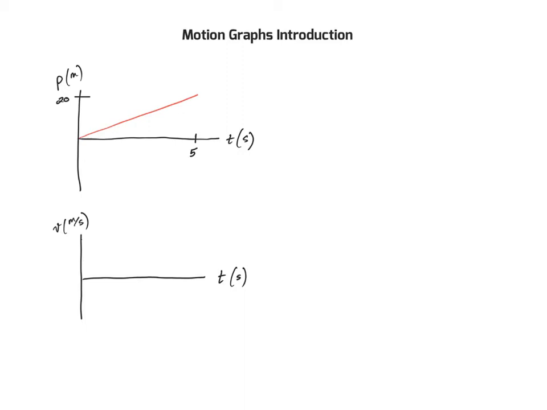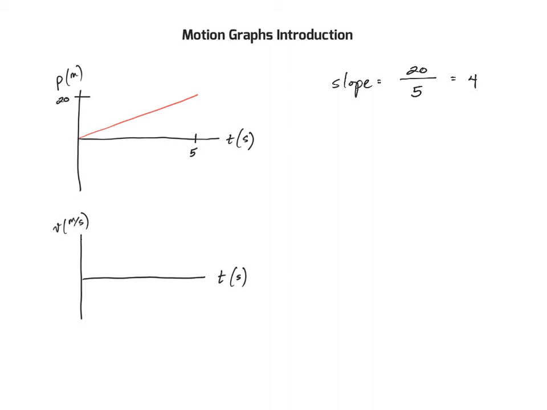these various motion graphs. So on this first slide, I have a position versus time graph where I see the object is starting at some origin and it is going 20 meters in 5 seconds. Now I want to find the slope of this line. Remember, slope is just rise over run. So my rise is 20, my run is 5, so the value of my slope is going to be 4.